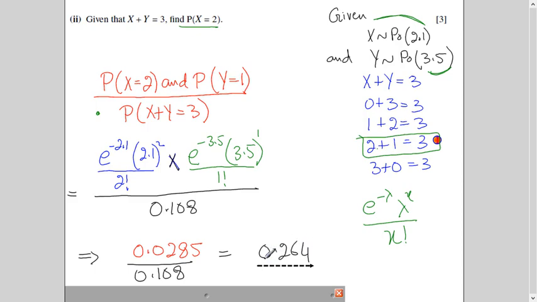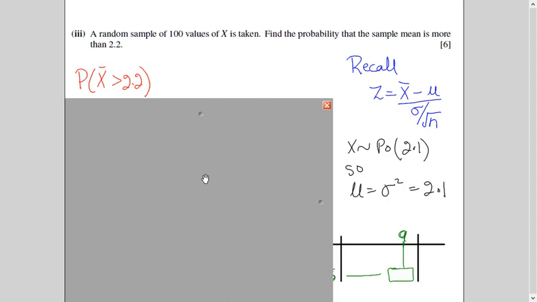Let's see the last part of the question. A random sample of 100. Now this is related to sample mean. A random sample of 100 values of x is taken. Find the probability that the sample mean is more than 2.2. So this is your question. I have written the question here. It is saying sample mean is greater than 2.2. You have to calculate this probability.